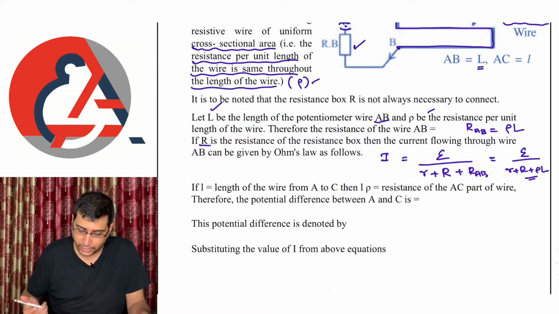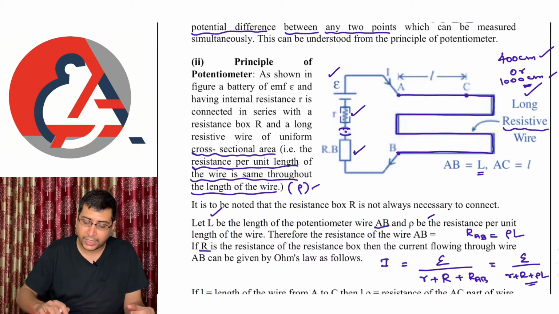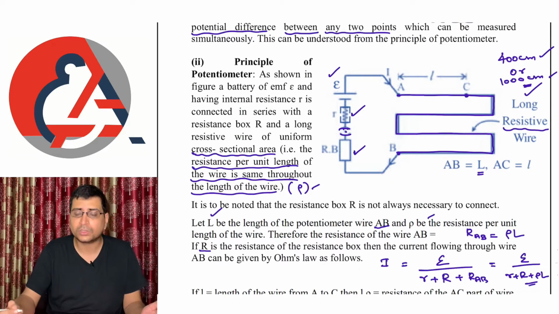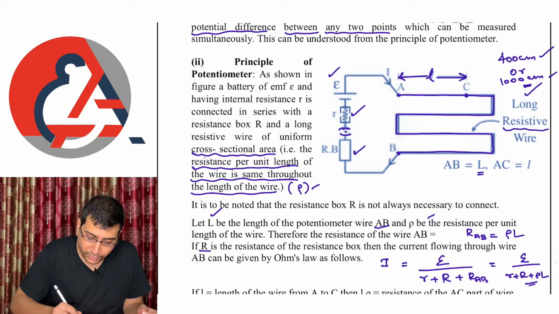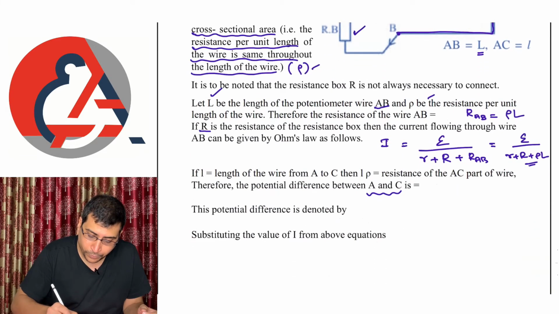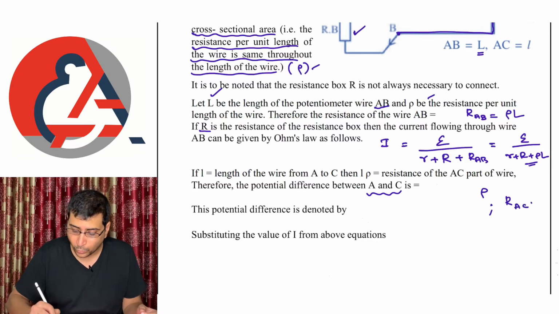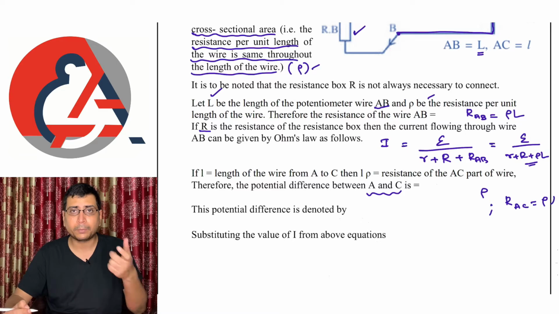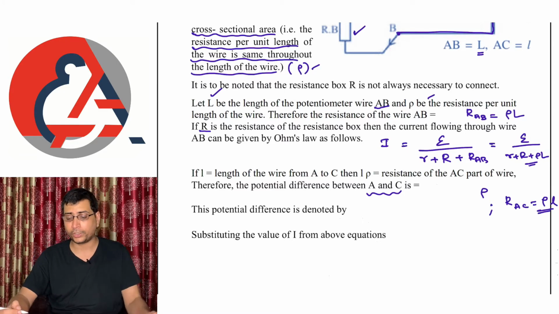So if that is the case, we are going to calculate the potential difference between point A and C, where C is some random point considered on the wire of the potentiometer. Let's say the distance between A and C is small l. Then we know that rho is the resistance per unit length. Then what is going to be the resistance of the wire AC? It is going to be the resistance per unit length multiplied by the distance of separation between A and C, which is small l. So have this point in your mind.